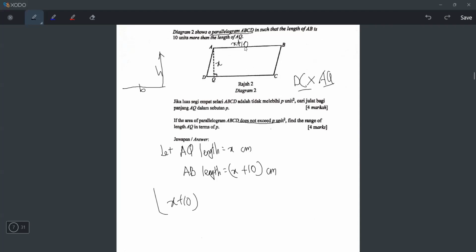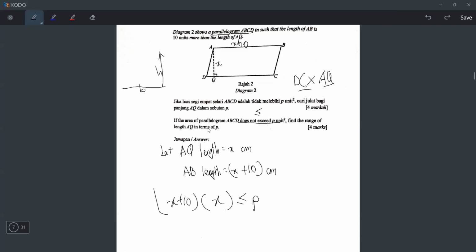Parallelogram, the opposite sides will be the same length. So DC, the length will be x plus 10, times AQ. And AQ is x, right? And they say the area does not exceed P. Does not exceed means smaller than or equal to. So smaller than or equal to P.